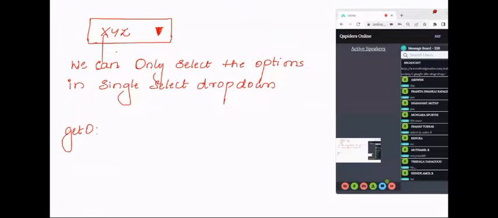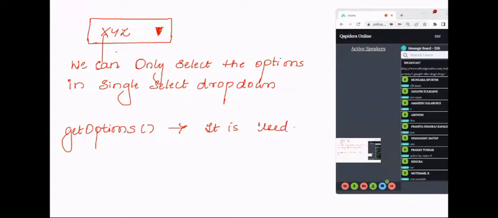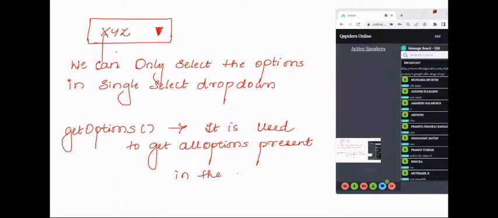And also make a note of the use of the getOptions method. Get options is used to get all the options present in the drop down.